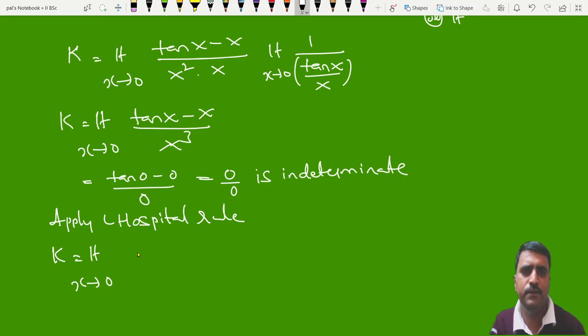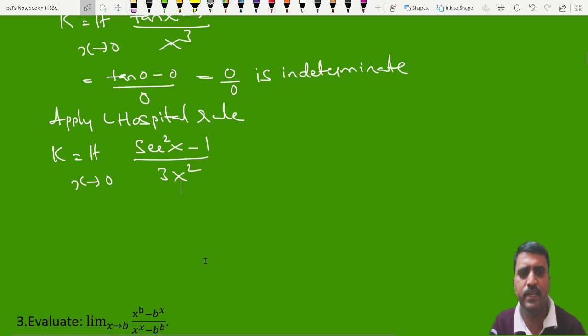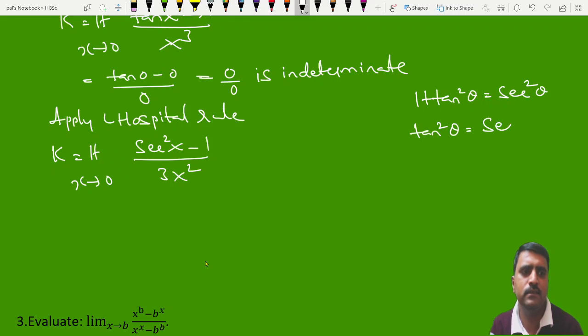Limit x tends to 0. Differentiation of tan x is secant square x minus differentiation of x is 1, divided by differentiation of x cube, 3x square. So one thing, you apply the limit and then again you can apply L'Hospital rule. Otherwise you can simplify this one. Here you know that 1 plus tan square theta is equal to secant square theta. So tan square theta is equal to secant square theta minus 1. So in place of secant square x minus 1, you can write tan square x.